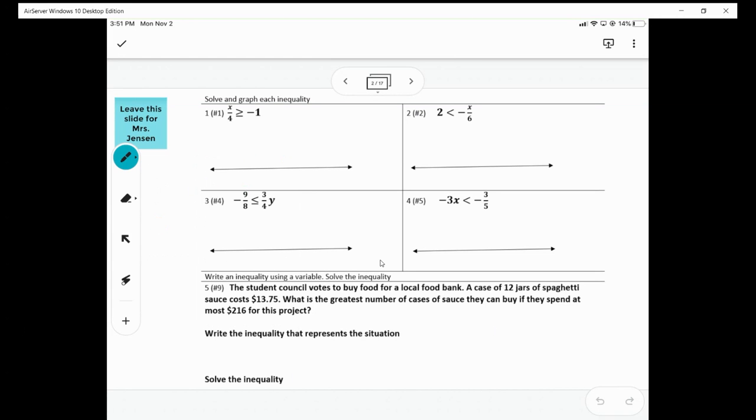Let's go over these practice problems for 2-3, solving one-step inequalities with multiplication and division. For number 1, currently we're dividing x by 4, so the inverse operation would be to multiply both sides by 4. So we get x is greater than or equal to -4.